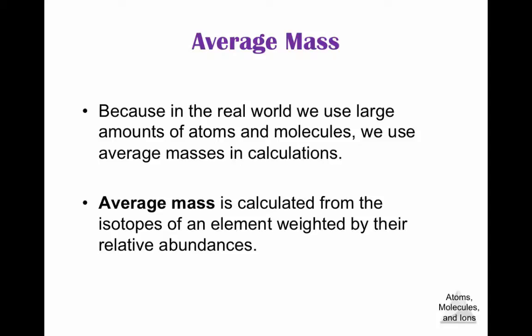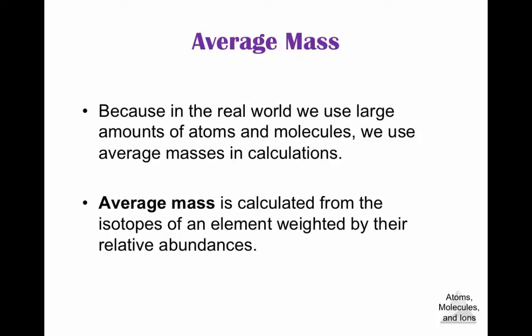In the real world, we use large amounts of atoms and molecules. We don't use just one. We don't just say, I just need one carbon-12 isotope. No, we use a very large amount. So what we have to use are the average atomic masses. The average atomic mass is what is actually on your periodic table.